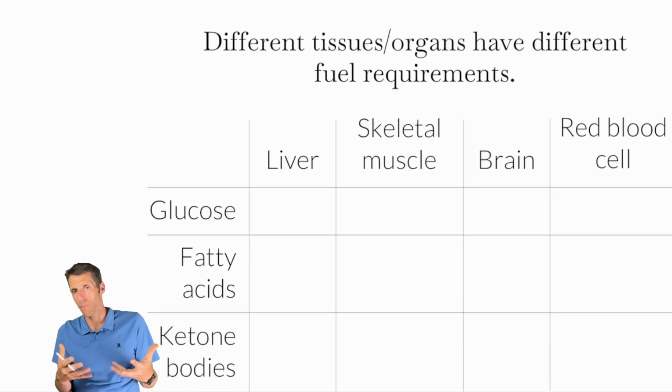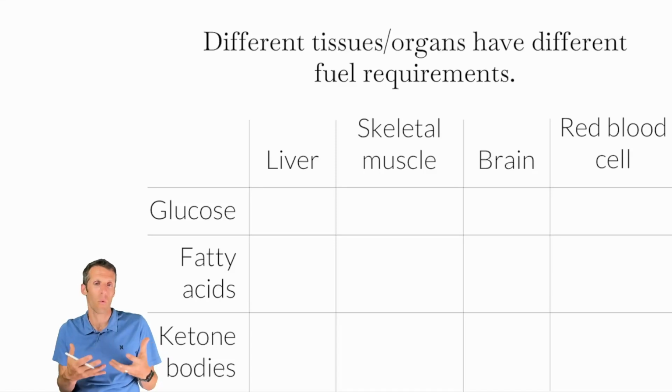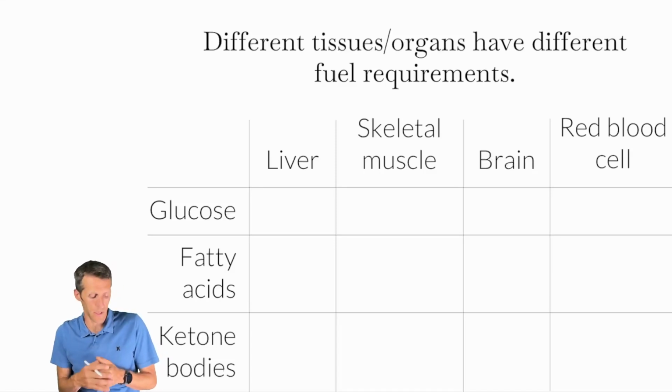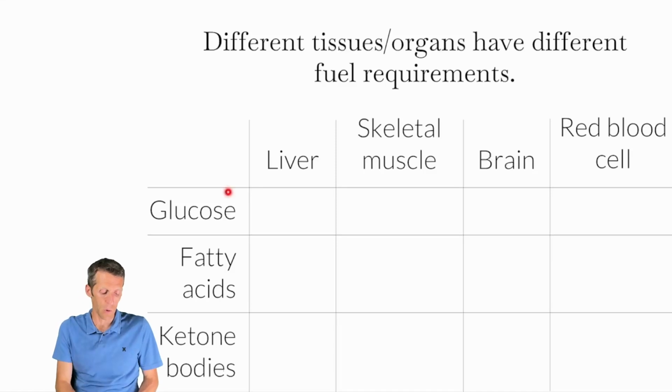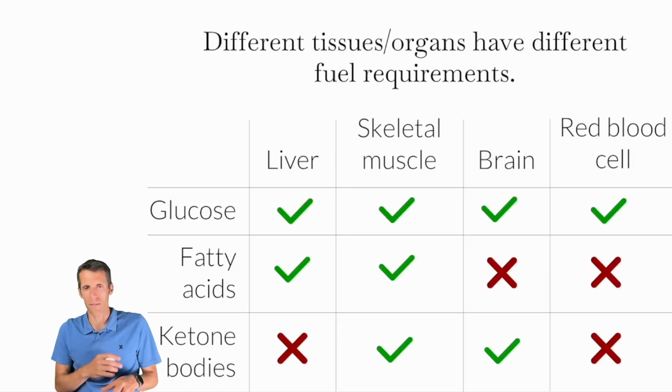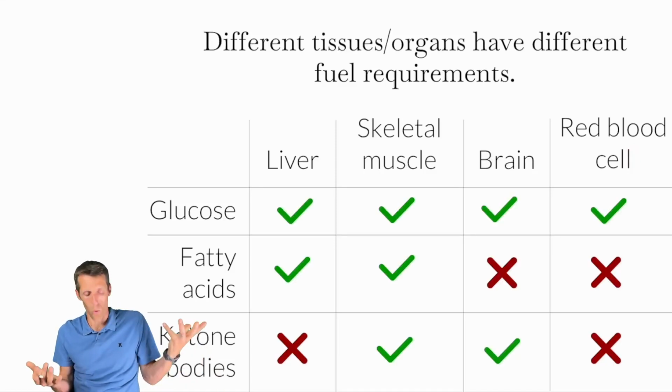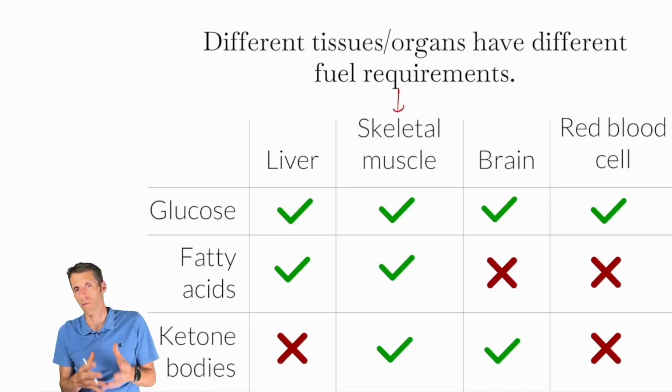This is made more complicated because different tissues and organs have different fuel requirements. And so this is a table that I'm going to fill in here of different fuel types. So glucose, fatty acids, and ketone bodies. And then we've got different types of tissues, basically. We've got liver, skeletal muscles, the brain, and red blood cells. And it turns out that they have different sorts of pickiness. So the skeletal muscles just doesn't care. It'll use whatever fuel you can throw at it.